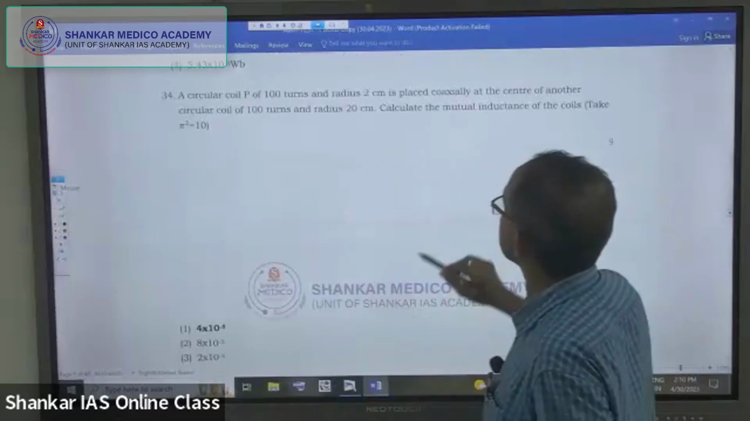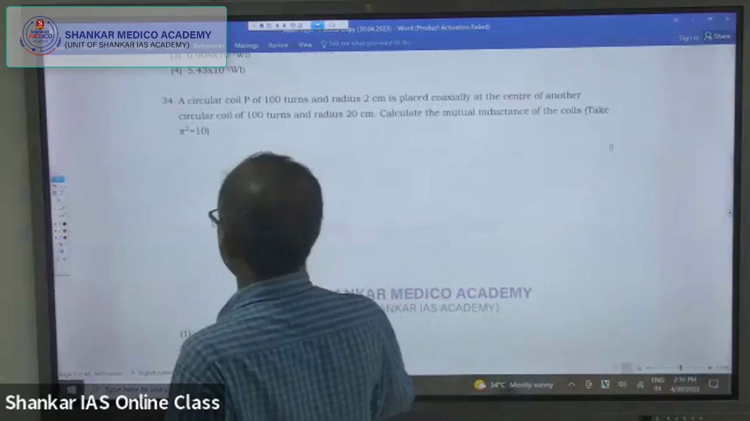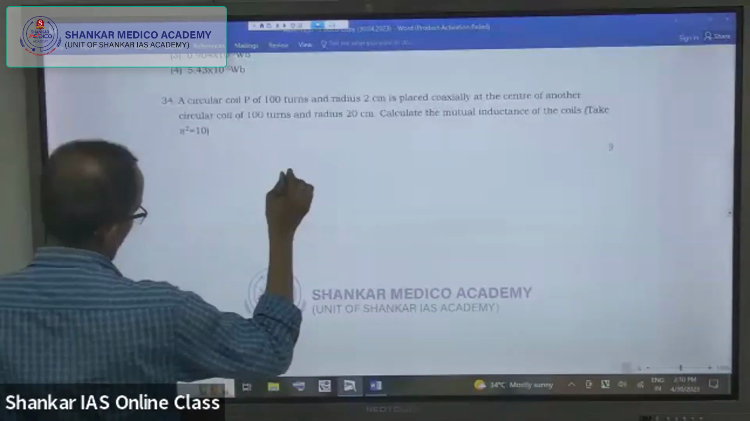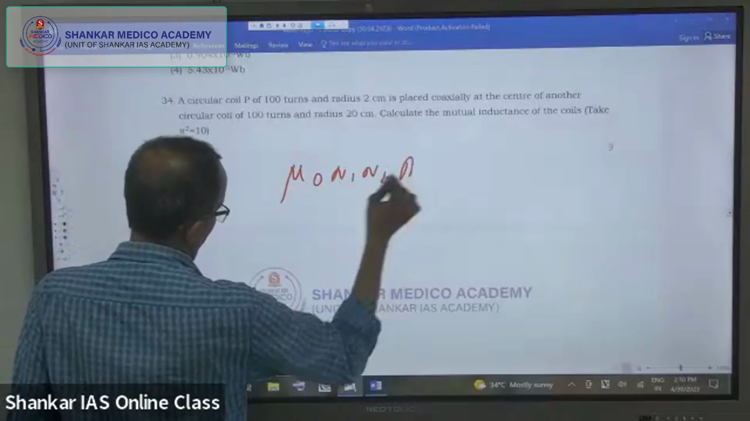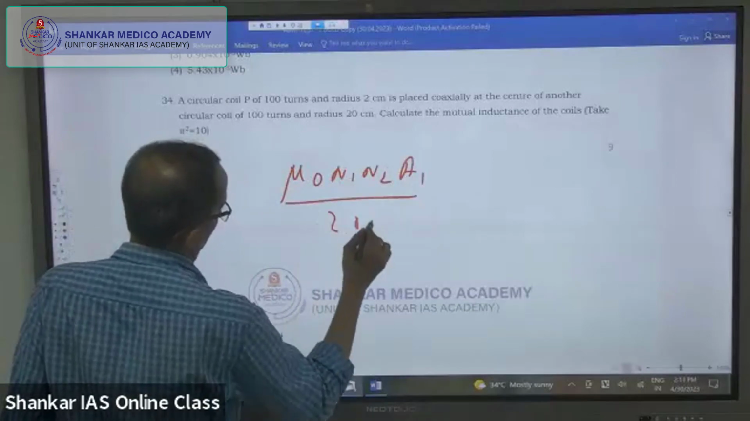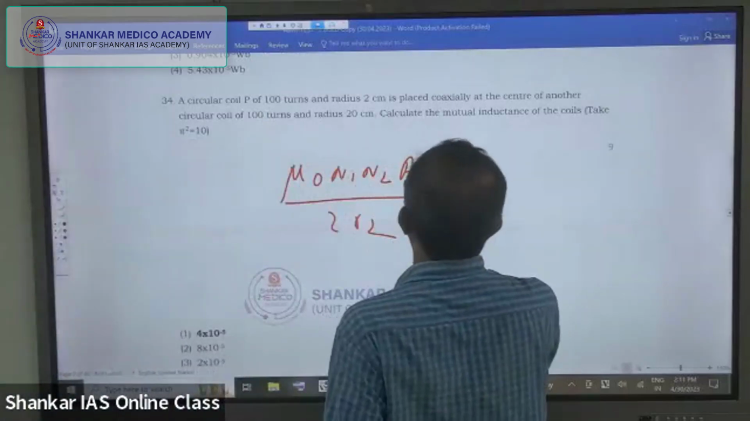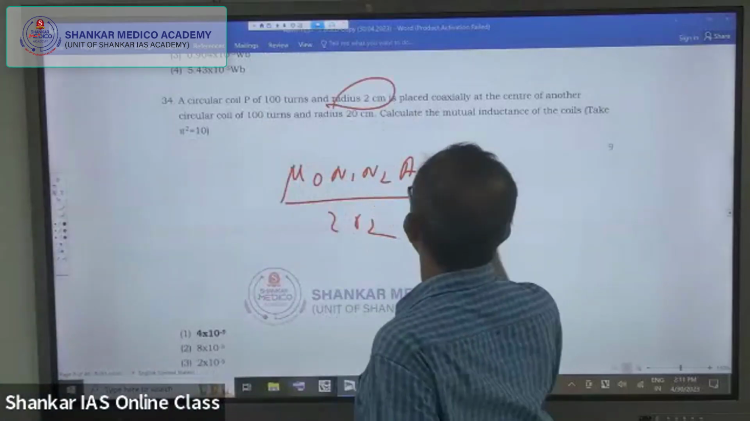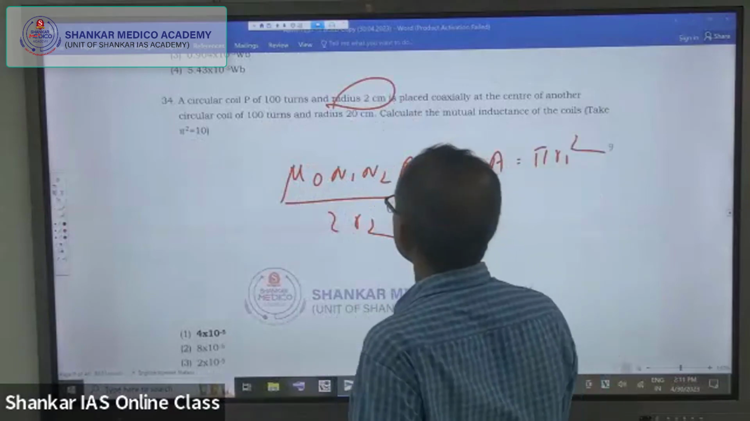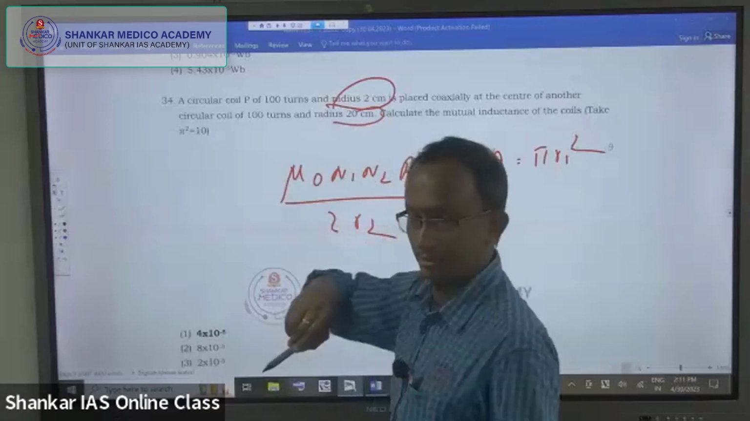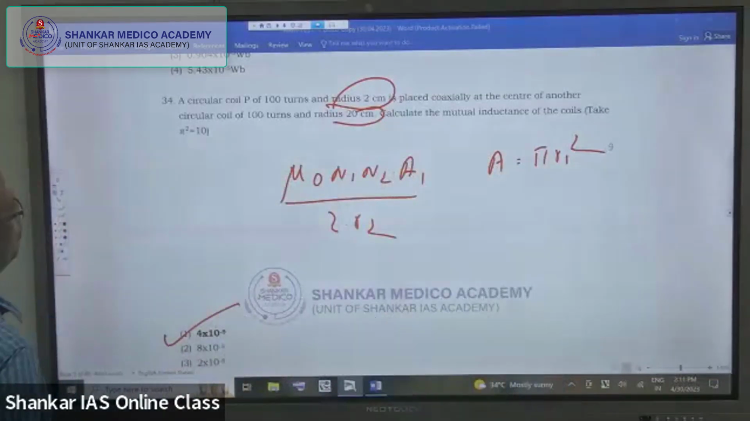A circular coil of turns. Here the relation is M equals mu 0 N1 N2 A1 by 2 R2. N1 is given here, N2 also is 100, A1 is based on this radius. A1 is pi R1 squared. R2 is this one, 20 centimeter. Substitute, you will get the answer as 4 into 10 raised to minus 5.